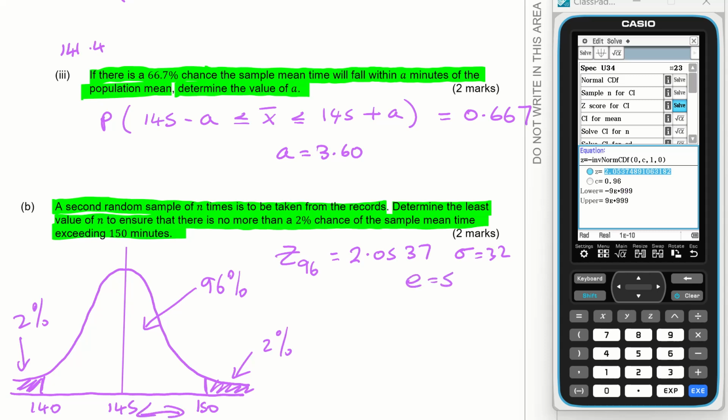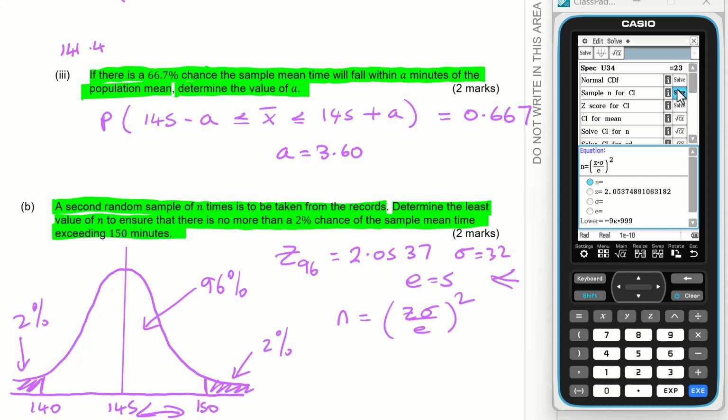That's the width there of that gap. And then we can actually do the sample n for CI just here. So the formula there is n equals Z sigma over E, squared. Stick in all the numbers that we want to know over there, and you'll get that that is 172.76. And so we always round up, n equals 173.